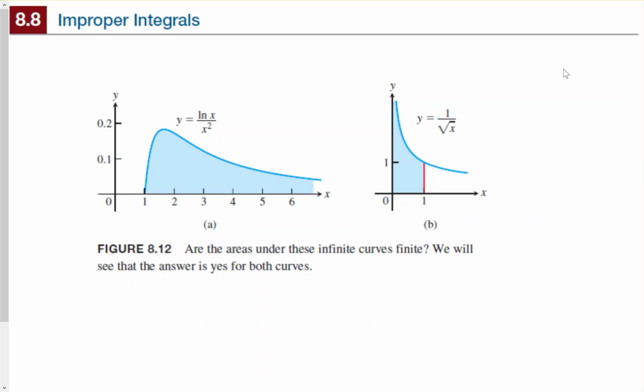So here in this section we're going to be looking at areas that appear infinite but we find out that they are finite. Okay, so here we have two cases where, if the graph continues, we have what looks like area that would be infinite, but we find out it's finite. Similar scenario here: as we get closer to this vertical asymptote, we might think that we have an infinite area, but it's finite. So let's take a look.